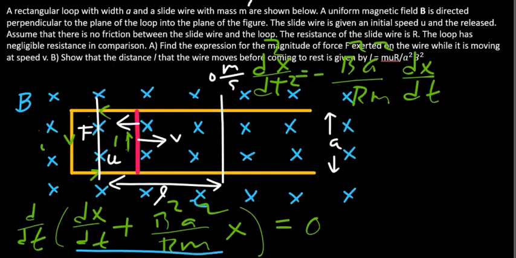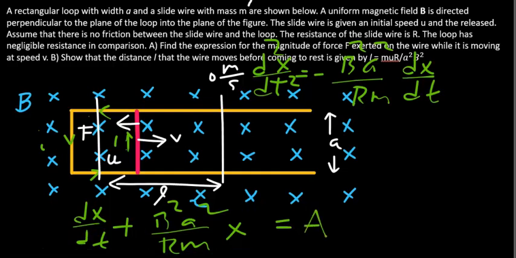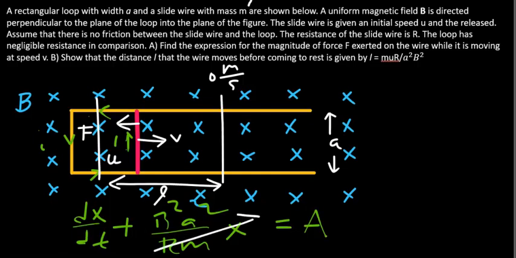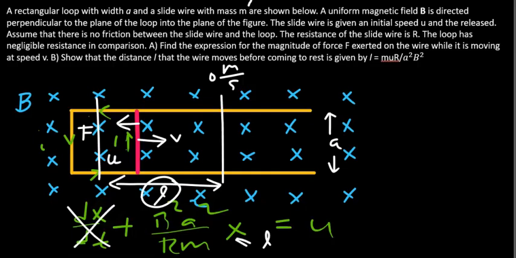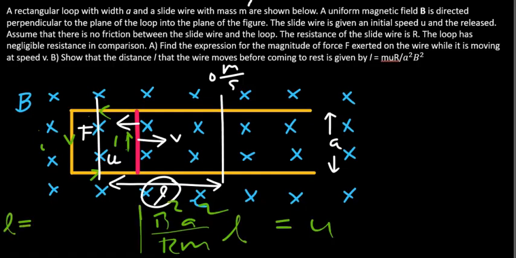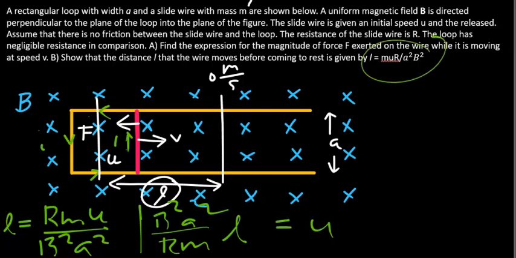That means the quantity inside the bracket is a constant. We can write that as a. When the movement started, x equals 0 and the speed was u. So that means a equals u. Like that. When the bar covers a distance of L, its speed goes to 0 and the value of x is L. So this equation will become like that and L can be solved. Solving for L, the distance covered, you get R times m times u over B squared times A squared. That is the result that we need to show. And that solves the problem.